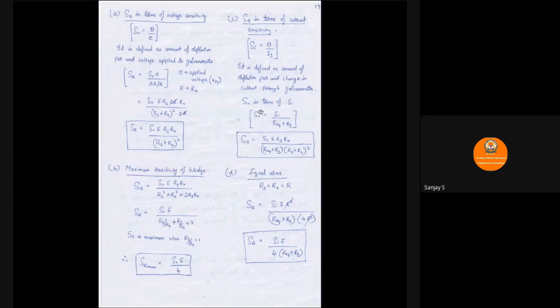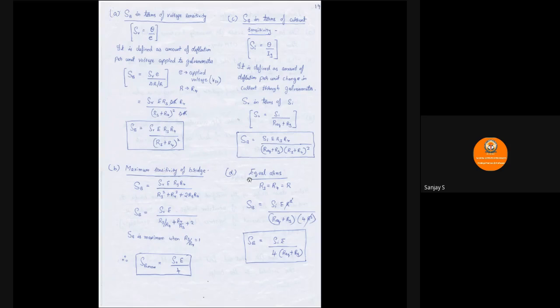We are going to substitute for SV. So you have SI into E into R3 R4 divided by (R equivalent plus RG) into (R3 plus R4) whole square. We were just substituting the other expression over here. So you can have a look at the first expression. SB is SV into E R3 R4 by (R3 plus R4) whole square in A. That itself was being substituted over here in order to get the bridge sensitivity in terms of current sensitivity.